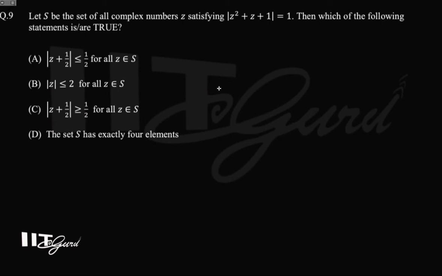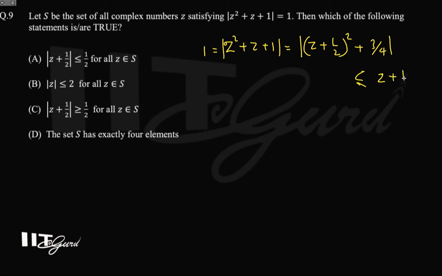Mod of z square plus z plus 1, you just make a perfect square here. This is given as 1, and this can be written as mod of z plus 1 by 2 whole square. To make a perfect square, you have to add and subtract 3 by 4. So this will become a perfect square, and this is less than or equal to mod of z plus 1 by 2 whole square plus 3 by 4.